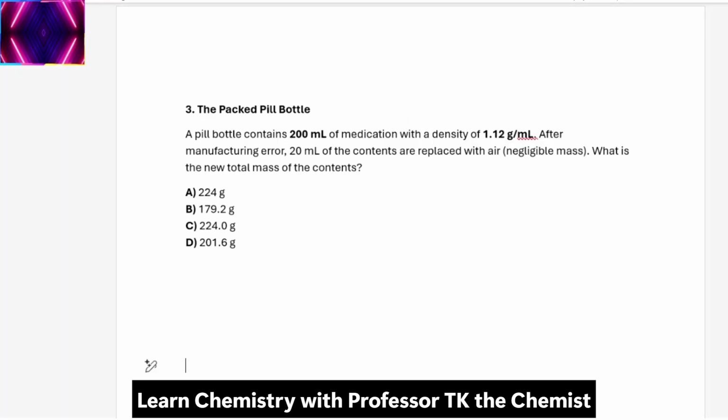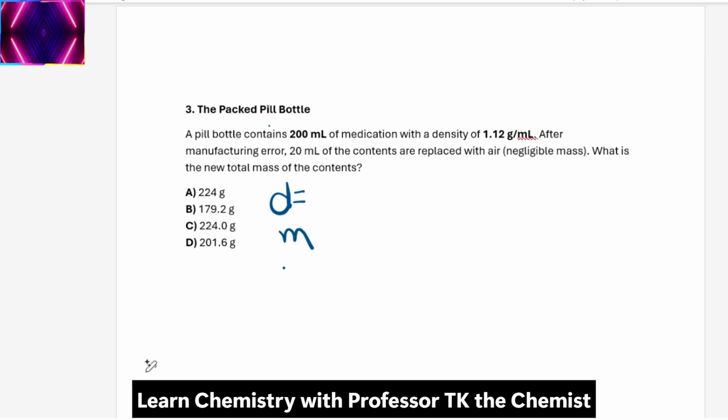So in this next problem, number 3, it says a pill bottle contains 200 milliliters of medication with a density of 1.12 grams per milliliter. After a manufacturing error, 20 milliliters of the contents are replaced with air. What is the new mass? This particular problem, you have to read between the lines of what it's asking you to do. So let's just see what was given, okay?